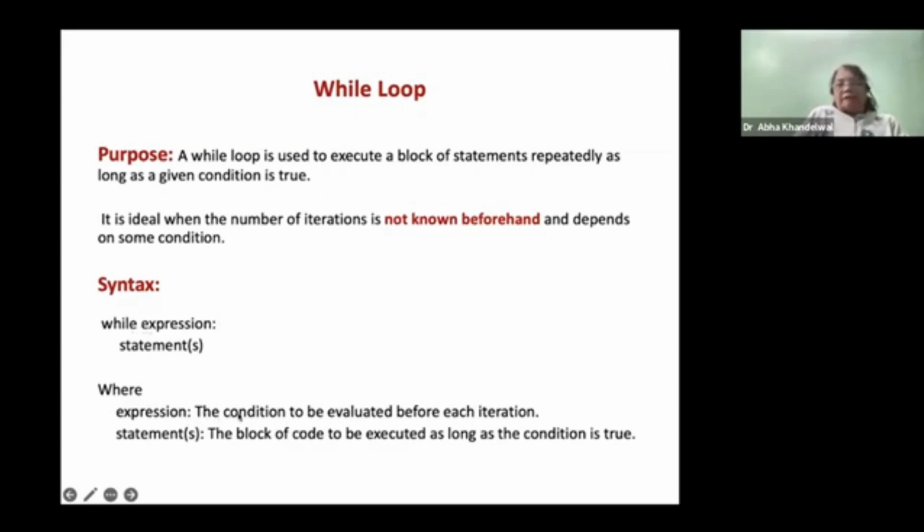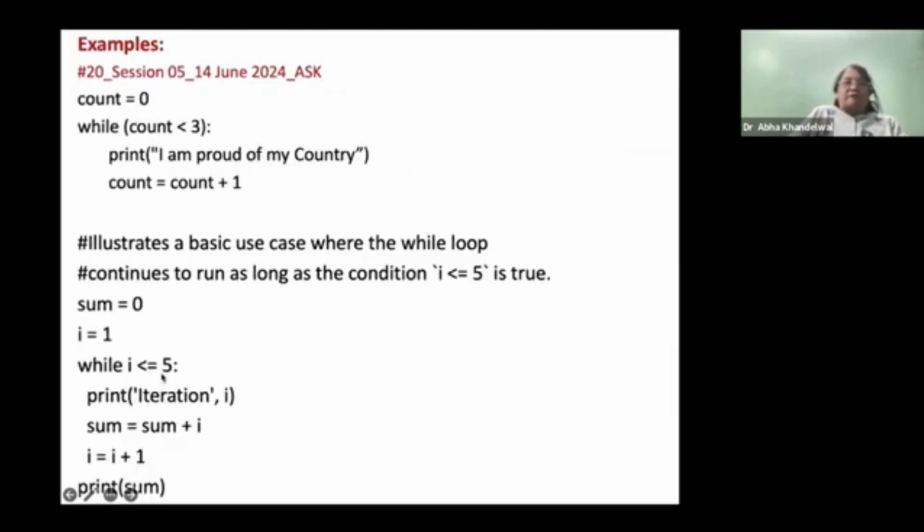So the expression is a condition to be evaluated before each iteration. This condition will get evaluated again and again, and till it remains true, the control will be transferred to these statements. They will be executed one after another, or if there is a single statement, that will be executed and the control will go back to the condition. Again it will check the condition. If true, it will go through the statements again. But once the condition becomes false, it will come out of the loop. So this is how the while loop is executed.